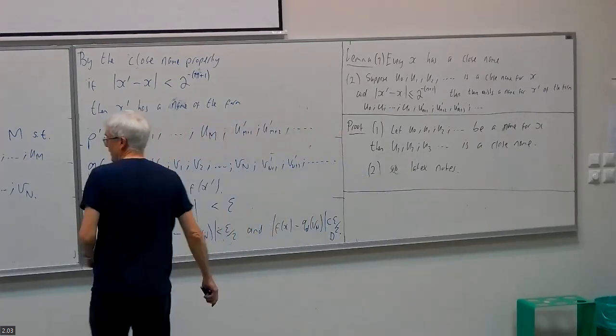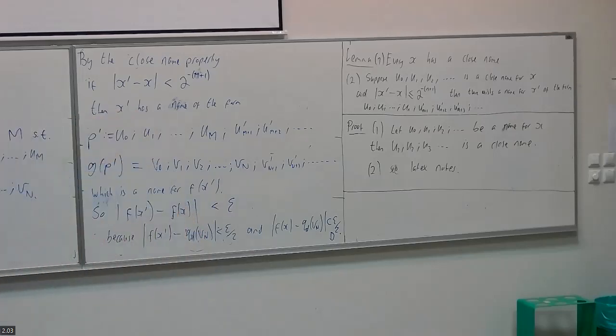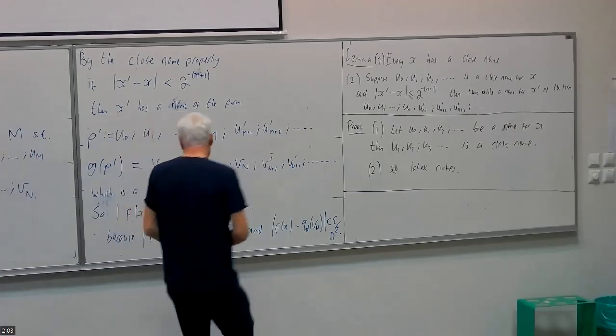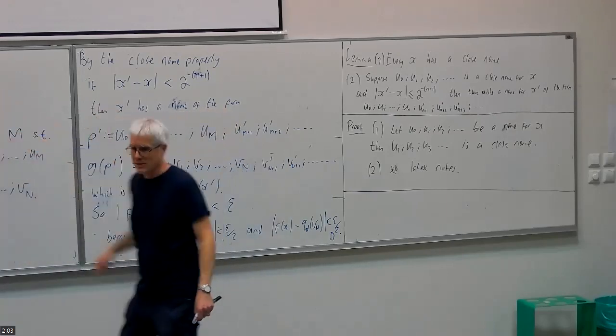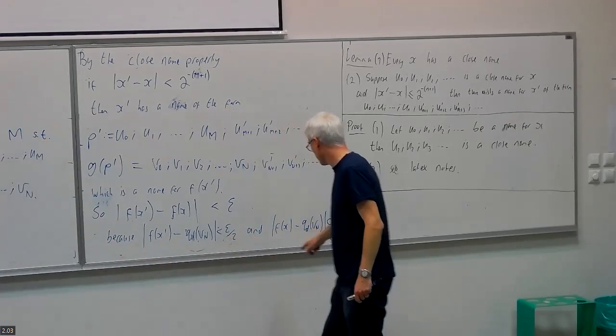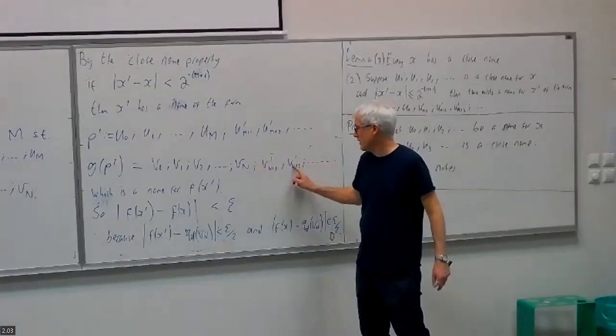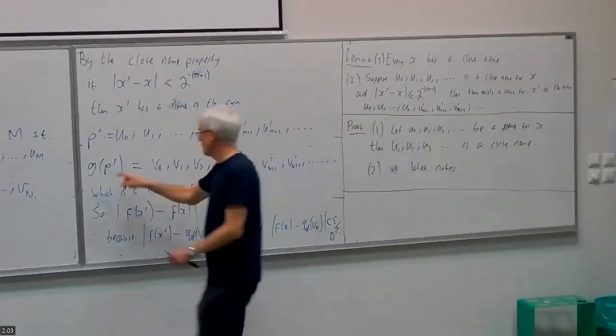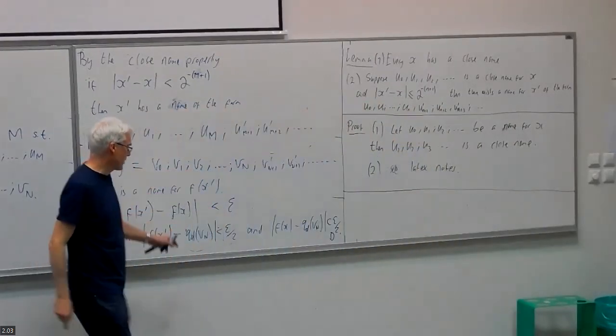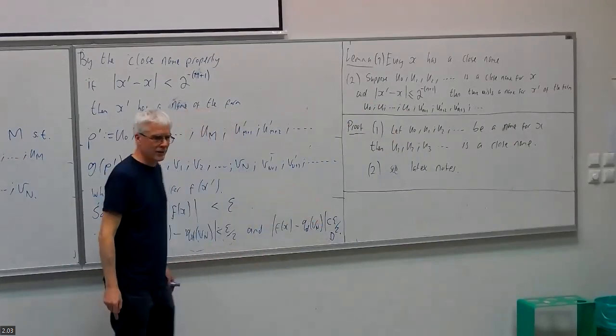Because Vn is here the nth element of the approximating sequence for G of P, which is a name for f of x, and the nth element is always within 2 to the minus n, and 2 to the minus n is less than epsilon over 2 here. So that gives us this, but it's also the nth element in a sequence that's approximating G of P prime, which is the name for f of x prime, so the same argument gives us here. And so the two things add up.